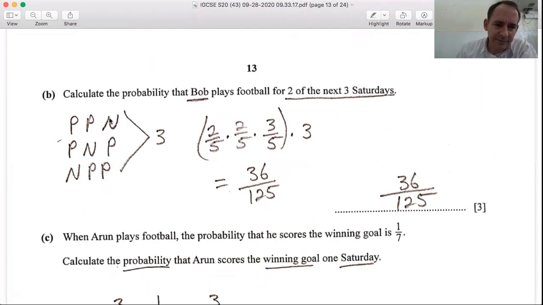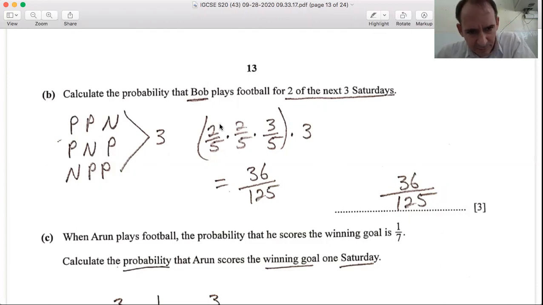Well, out of 3 Saturdays, we've got 3 different scenarios here. Bob could play, because we only need 2 of the 3. So play, play, not play, or play, not play, play, or not play, play, and play. So here are 2 out of the 3 Saturdays, but in different sequences. So there's a total of 3 sequences.